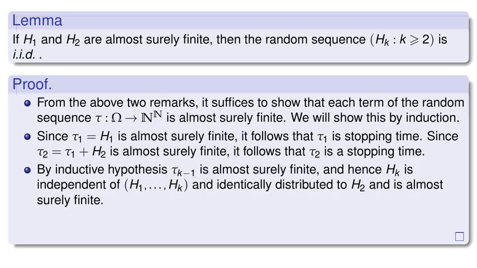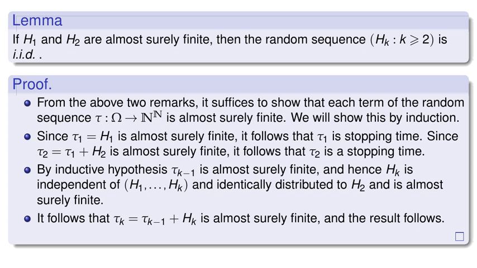By inductive hypothesis, τ_{k-1} is almost surely finite. Hence, H_k is independent of H₁ through H_{k-1} and identically distributed to H₂ and is almost surely finite.